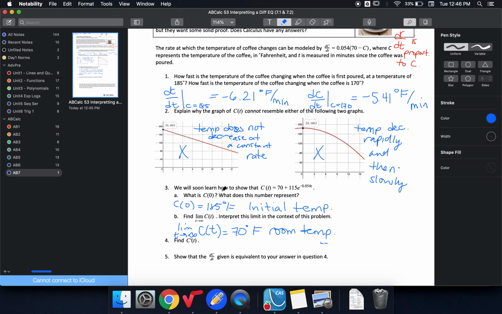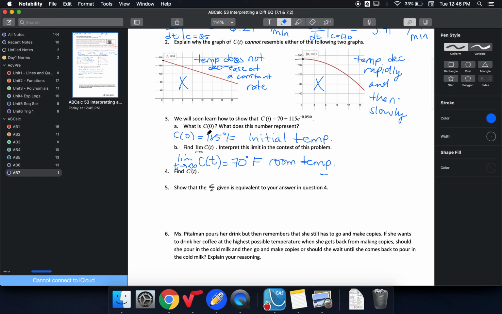All right, so we're going to learn how to integrate our differential equation to find the formula. But for now, I'm just going to tell you that this is the formula for my coffee temperature. So if I plug in C of 0, I get 70 plus 115 times 1, which is, of course, 185 degrees Fahrenheit. And that's going to be my initial temperature of the coffee. When I pour it out of the coffee pot into my cup, it's 185 degrees.